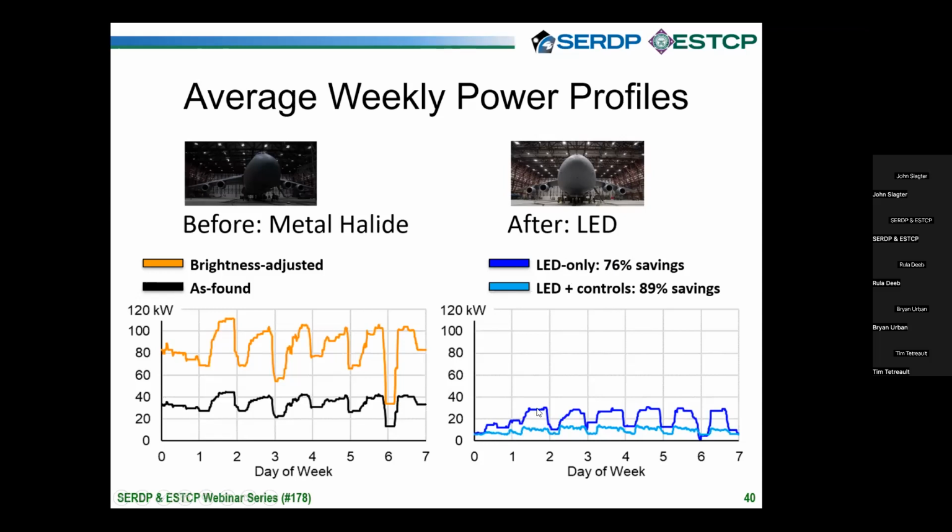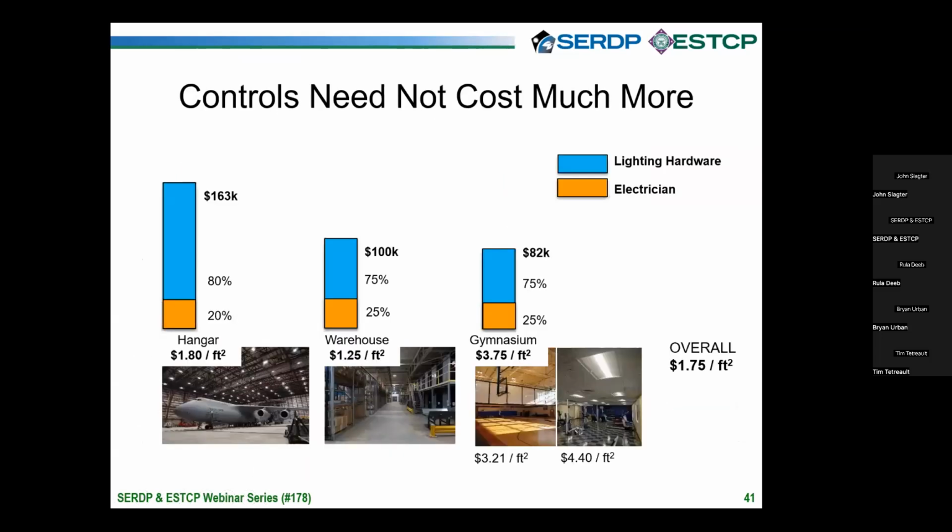So you can save a lot more by adding in these automated controls, and it's extremely effective. So again, a lot of the time the hangar is not in use, or people come and go during the day. So there's a huge opportunity to dim the lights and get a ton of savings there. So you'll see more of these in the final report once it's published, but this gives you an impression of where the savings are coming from.